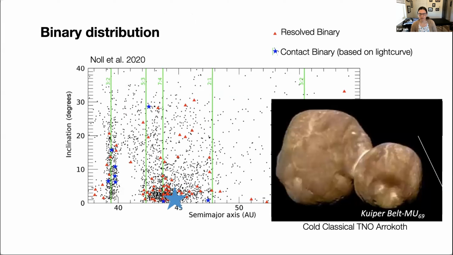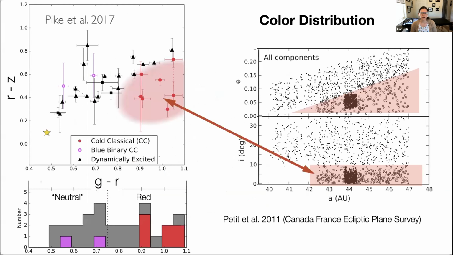And of course, the most famous contact binary TNO is Arrokoth that New Horizons flew by, and that is a cold classical TNO. In terms of the colors, we've known for a long time that TNOs are very red, and that the cold classicals are on average redder than the dynamically hot populations. But as we've gotten more data and more filters, we've even now discovered that the cold classicals are red in a different way than the red dynamically hot populations.